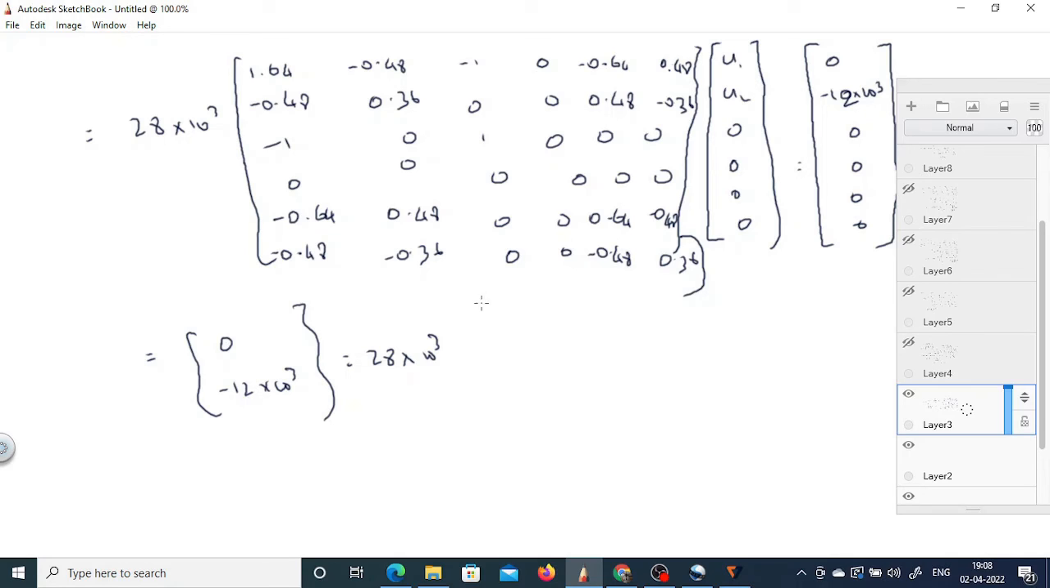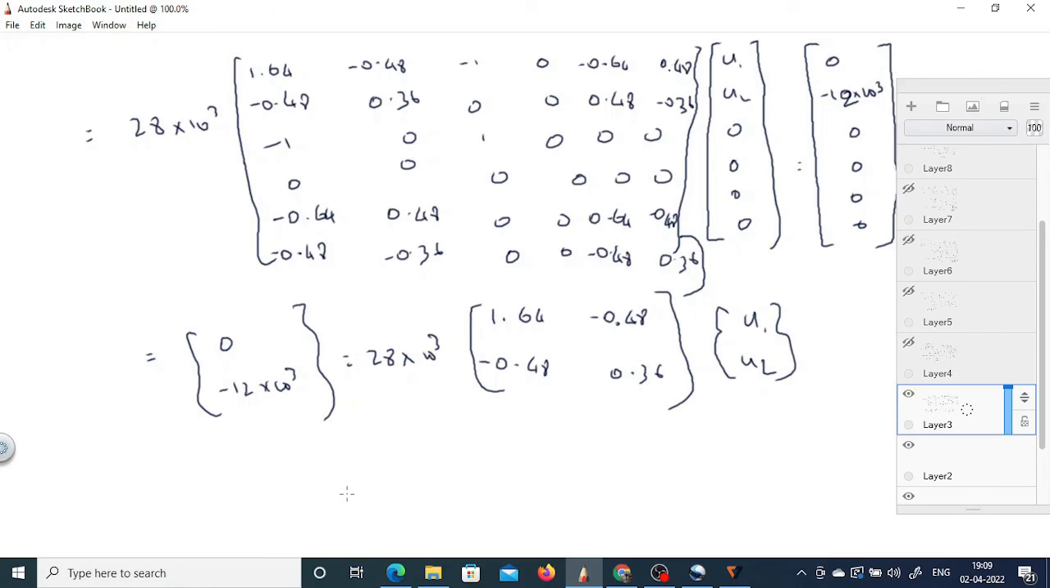After that I can consider only the first and second. 1.64 minus 0.48. Other terms I neglected. So the second row, which is minus 0.48, here 0.36, and here u1 u2 only I can rewrite.